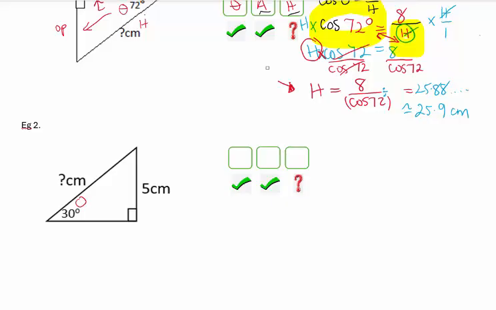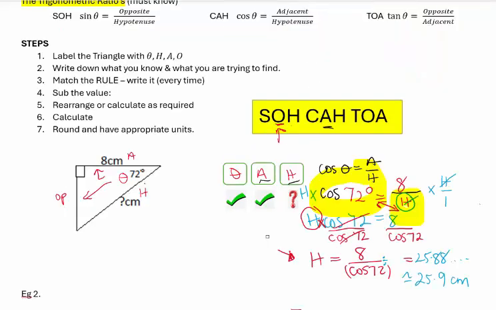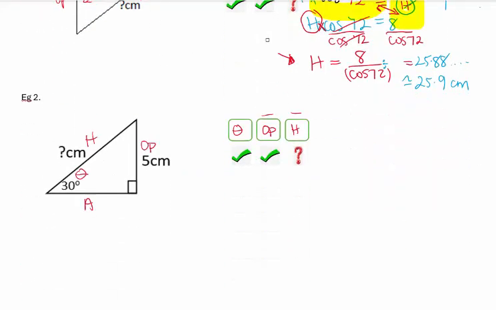Label it, so it's drawn. Now we're labeling it. That's theta, opposite, hypotenuse and adjacent. Write down what you know. I know the angle, I know the opposite, and I am trying to find the hypotenuse. So O and H: the only thing that's got O and H in it is sine theta. Write down the rule. Sine theta equals opposite over hypotenuse.